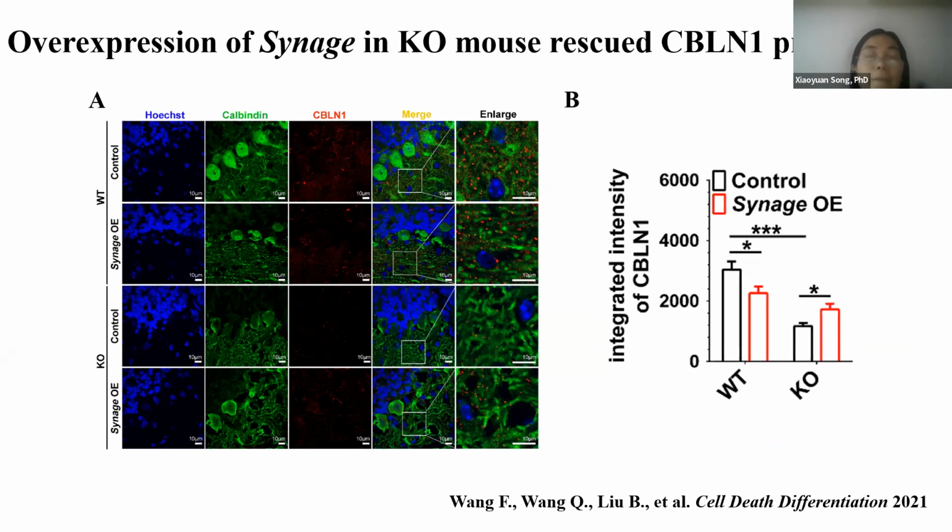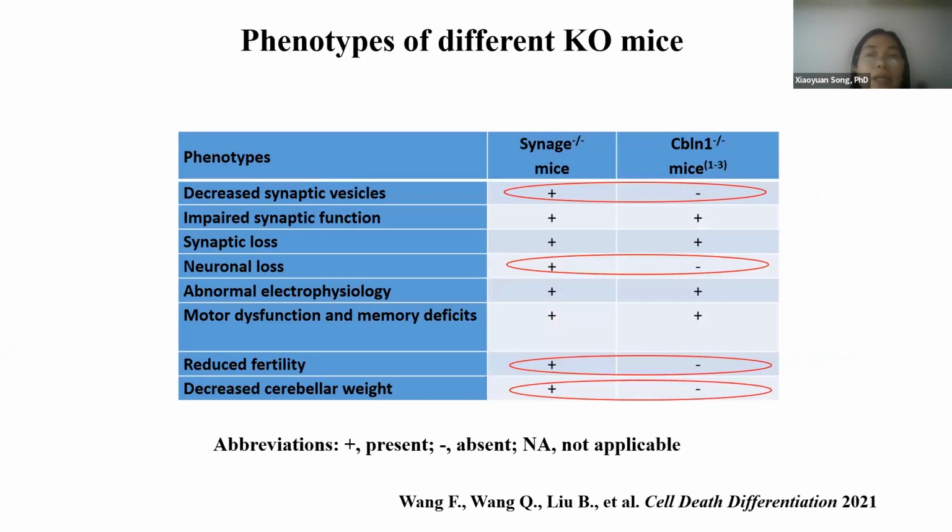However, next, when we compare the phenotype of different knockout mice, we saw Synage knockout mice have a more severe phenotype than CBL1 knockout mice. So this shows that Synage regulating CBL1 only partially accounts for the phenotype we saw in synapse structure and function. So we are trying to check for other mechanisms.